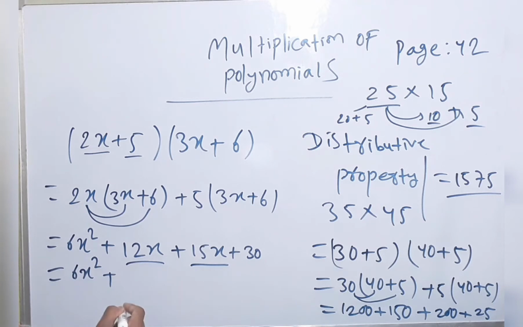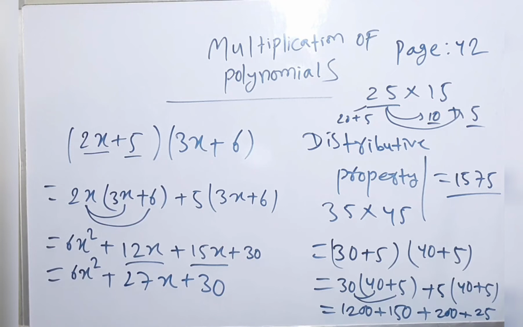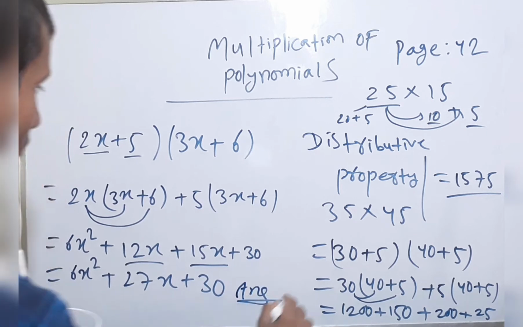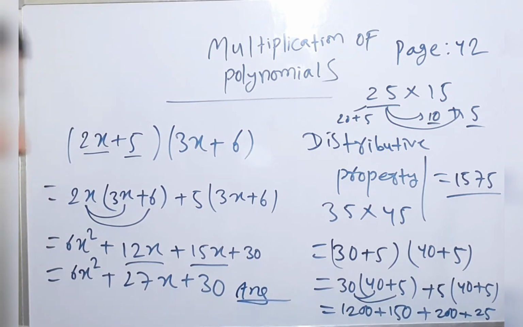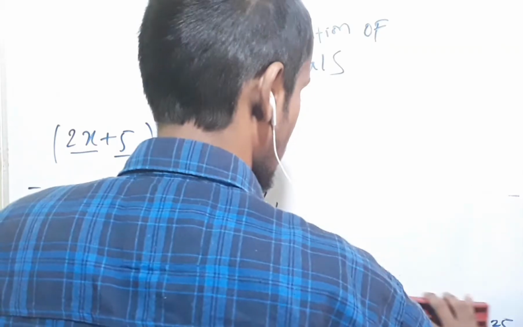What is this? 27x plus 30. Okay, this is what you're going to get. Pretty easy. Okay, so this is how you do this. So I hope you have comprehended this well. Now I'm gonna wipe this. Okay, so note this down.